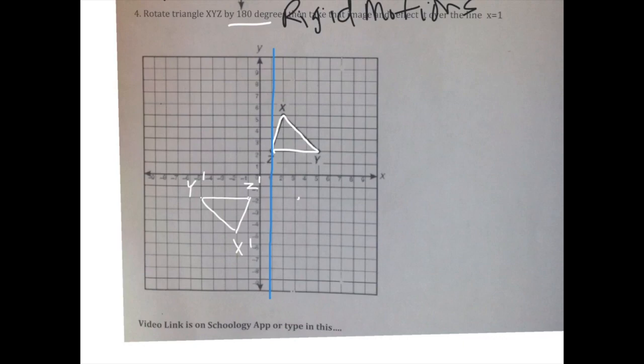So point Z would end up 2 spaces to the right of the line. Point X, the new X, would be 3 spaces to the right. And Y was 6 spaces away. Y prime was 6 spaces away from the line. So it will end up being 6 spaces away from the line to the right.